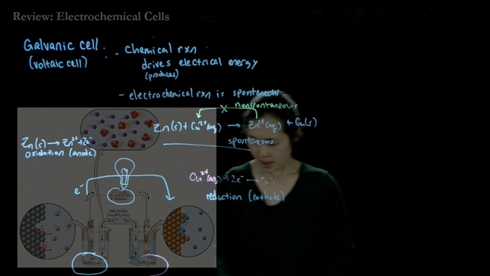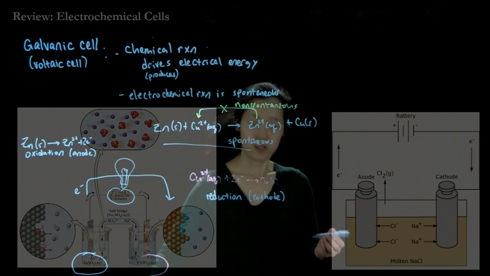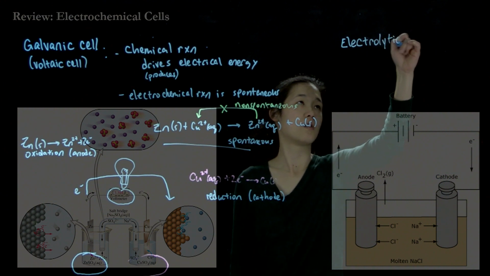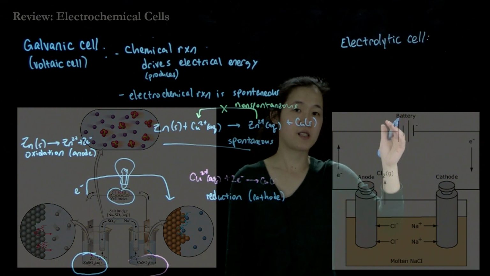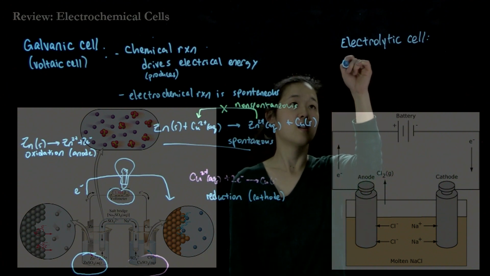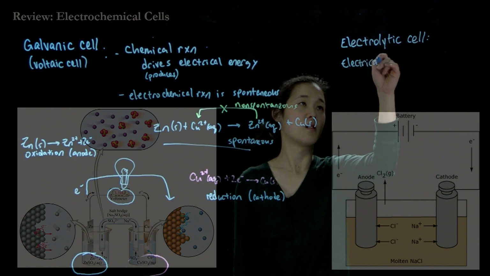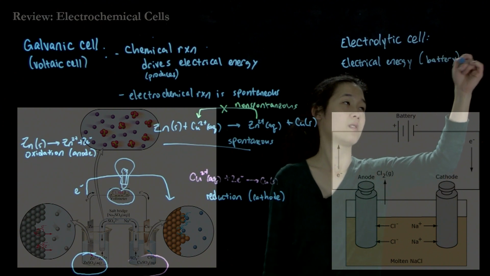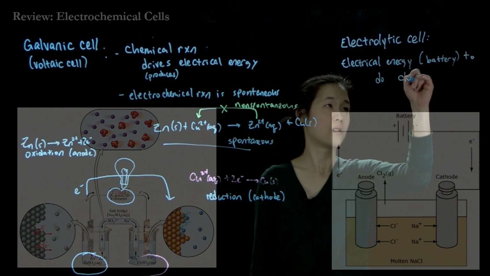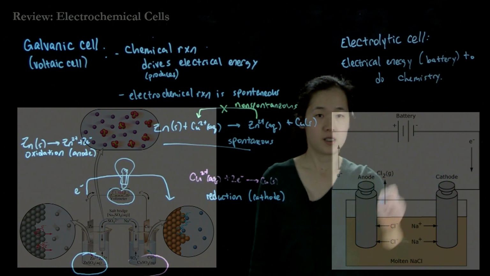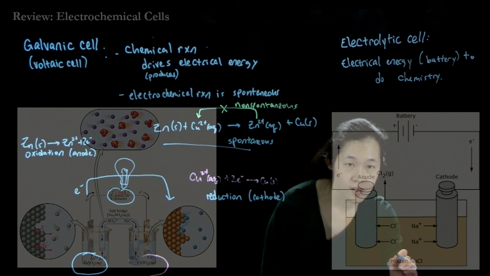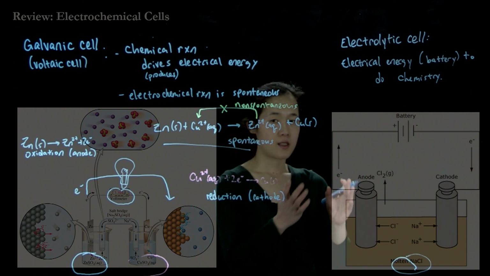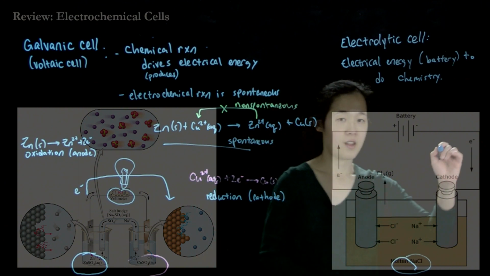Now, the other type is the electrolytic cell. So that's over here. So electrolytic cell. In this type of cell, we're using electrical energy, like a battery, electrical energy to do chemistry. In this particular example, we have here molten sodium chloride. Sodium chloride is very stable, it's a salt, but if we want to separate it out into its two components, here we have the cathode.